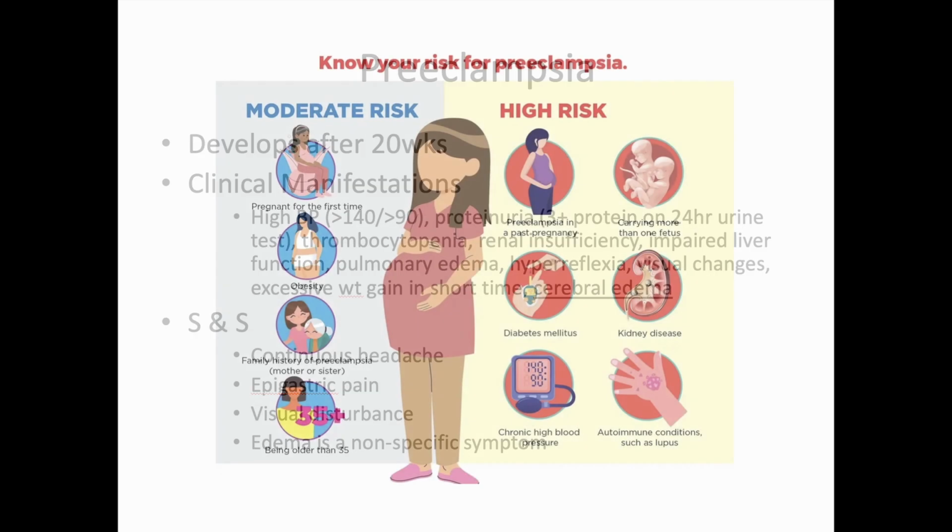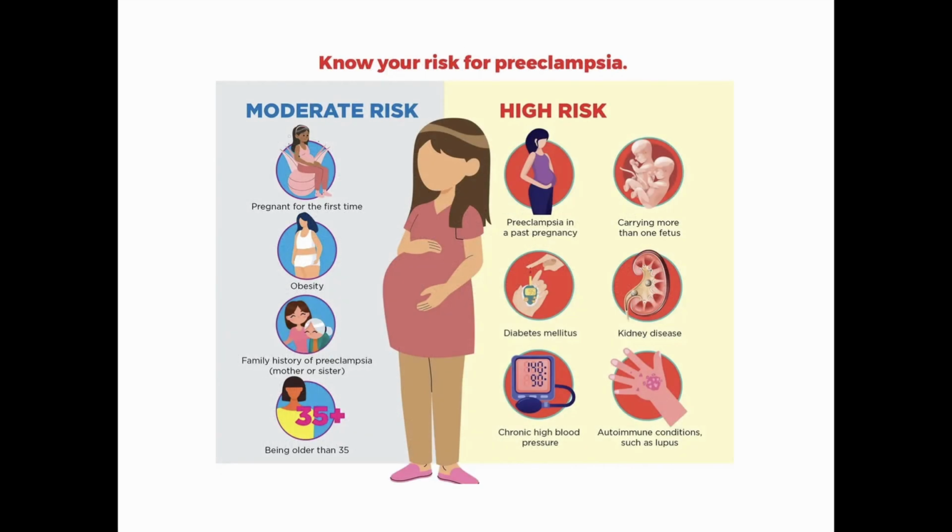Who's going to be at risk, right? So a patient who's never been pregnant before is going to be high risk. Obesity, family history of preeclampsia. So sometimes we'll ask, did your mom, your sister, did anyone else in your family have this? Being older than 35. And then our high risk is if they themselves had preeclampsia before, you're way more likely to then have it with the next pregnancy. If there's more than one baby in there. Diabetes is going to increase risk, autoimmune kidney disease, and if they already have chronic high blood pressure, they're more likely to develop this.